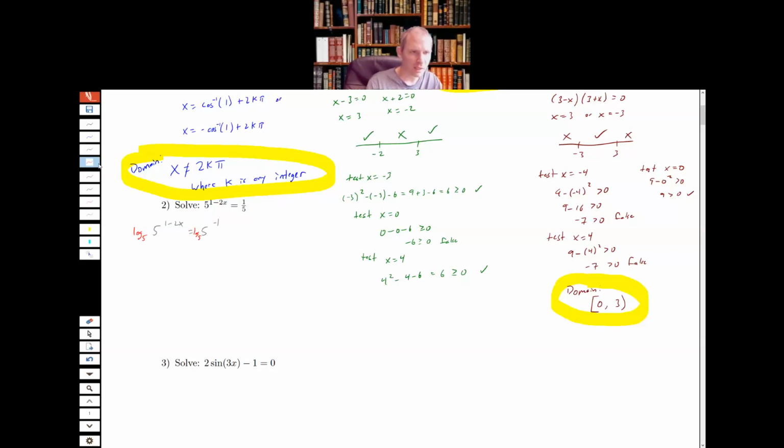And then the log and the exponential will cancel each other out. So we get 1 minus 2x equals negative 1. And then we just solve away. So I get x equals 1.